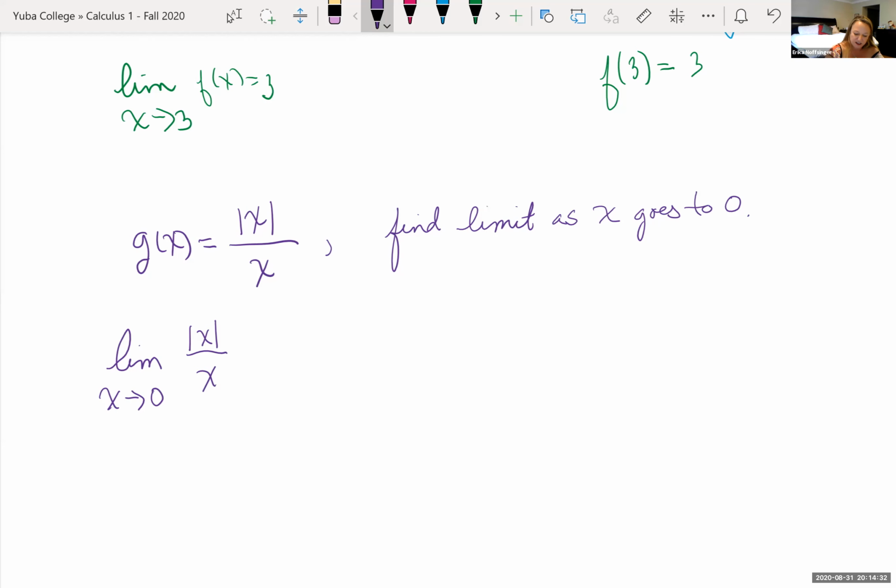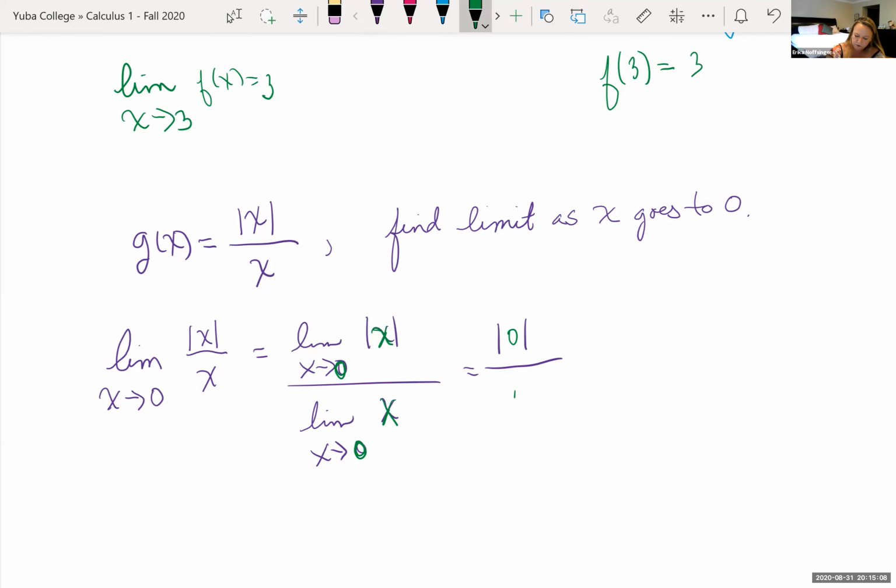And there were limit rules, so that we could look at the limit, if you had a rational function, as the same thing as the limit as x goes to 0 of the numerator, absolute value of x, all over the limit as x goes to 0 of x. Well, if I plug in 0 wherever I see an x, I get the absolute value of 0 all over 0. Well, absolute value of 0 is 0, so 0 over 0. This is an indeterminate form.